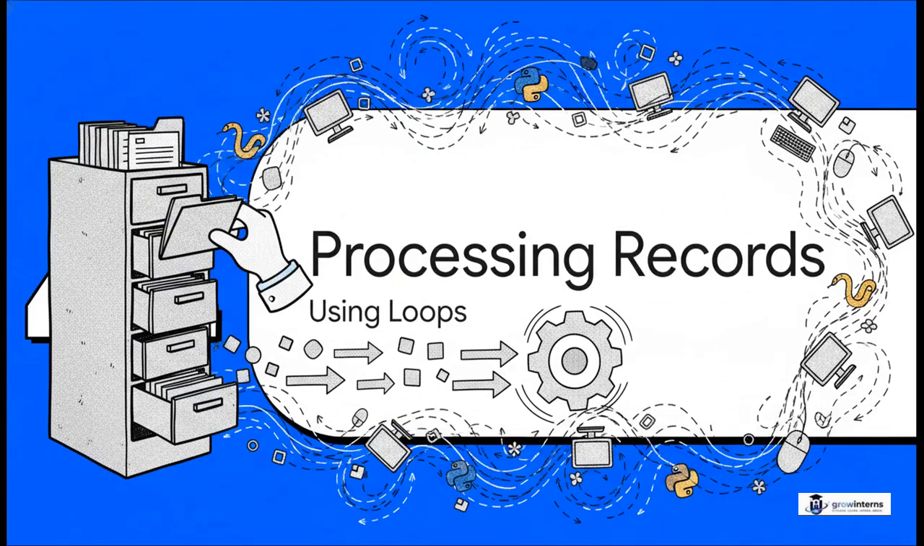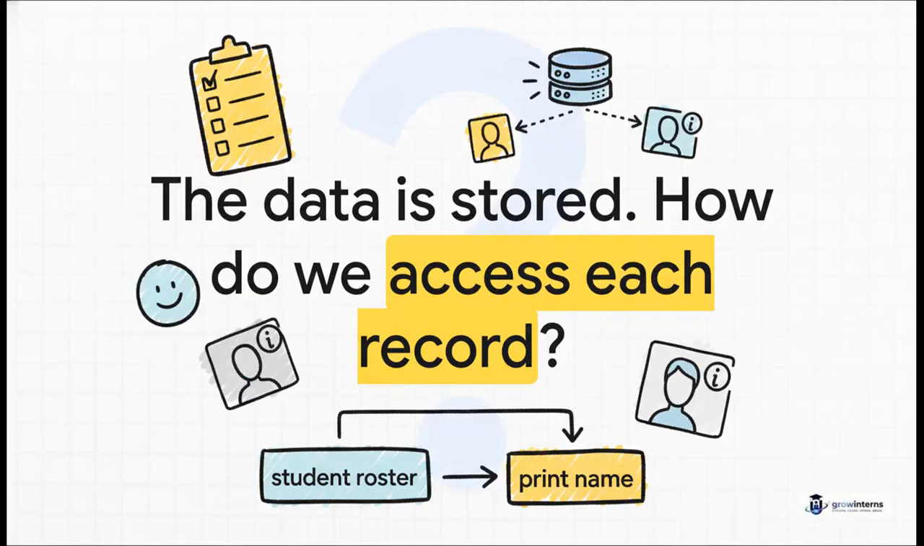Okay, our data is all organized in its filing cabinet. Awesome. Now we need a way to automatically go through it. We don't want to have to pull out each file by hand. We need an automated process. This brings us to our final challenge. How do we write code that can look at every single student in our roster, one by one, and do something with their information, like, say, print out all their names?